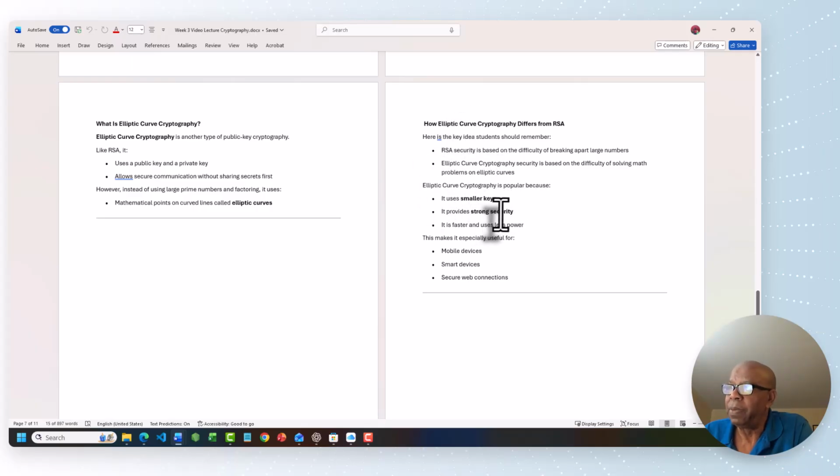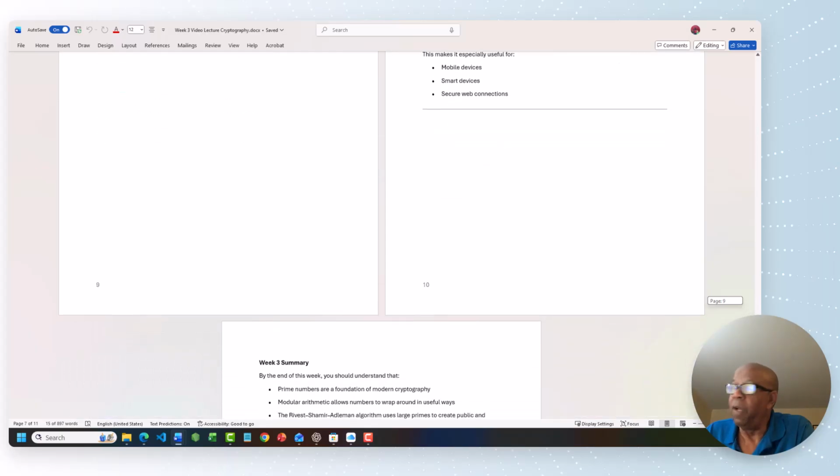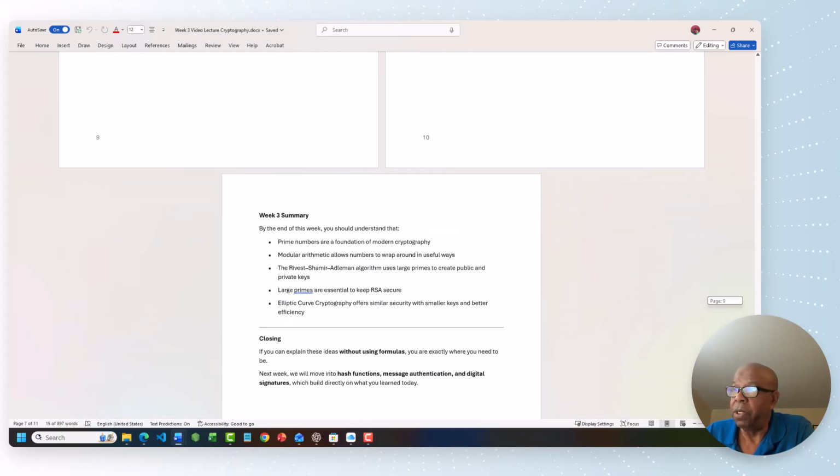Elliptic curve cryptography is popular because it can use smaller keys, it provides strong security, and it's fast and uses less power. It makes it especially useful for mobile devices, small devices, and secure web connections, anything on a small scale where we need the same public key, private key availability for encryption and decryption.